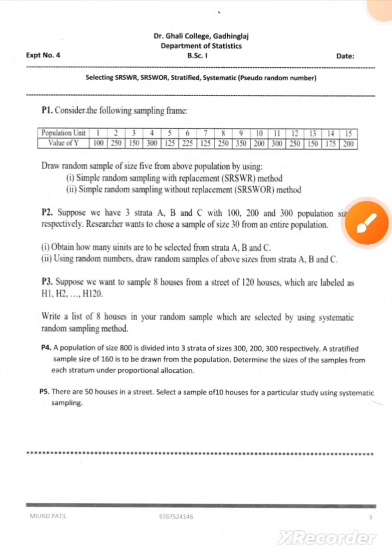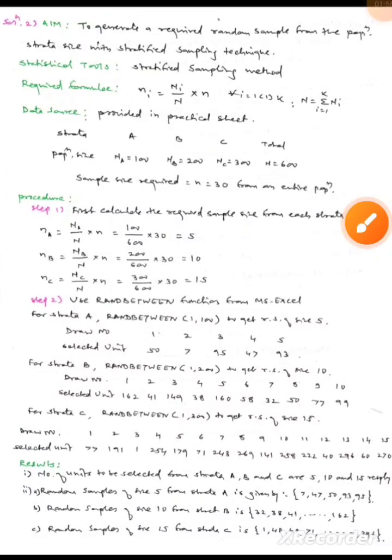So how to solve this example? What is our aim in this case? Our aim is to generate the required sample size from the population strata sizes with the stratified sampling technique. This is our aim. So what are the statistical tools? The statistical tool is the stratified sampling method. So what is the required formula? These are the required formulas.